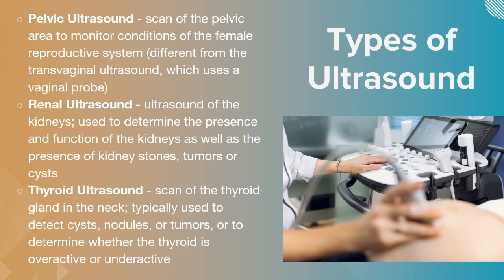A pelvic ultrasound is more for gynecological purposes. It sometimes is used in really early pregnancy. It's used with a transvaginal ultrasound probe typically. Renal ultrasounds look at the kidney, the function, to see if there are tumors, gross anomalies, cysts, or stones present. Thyroid ultrasound scans the neck and the thyroid gland, checking for cysts, nodules, tumors, to make sure the thyroid's not enlarged, not overactive or underactive.